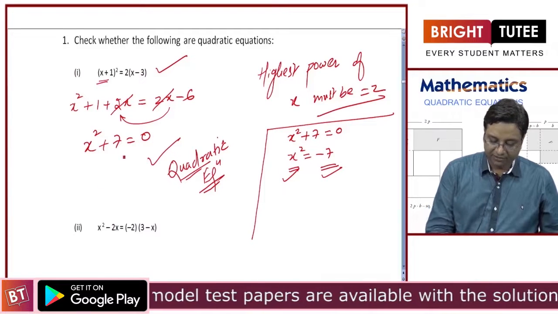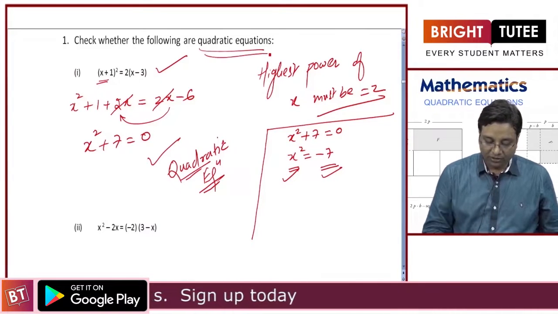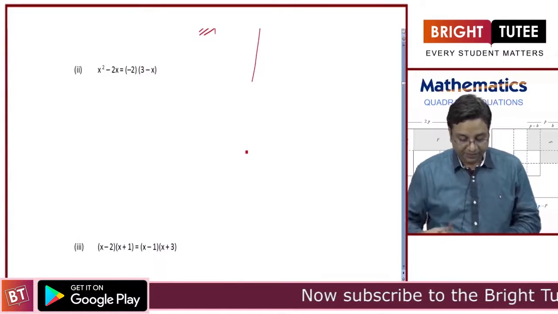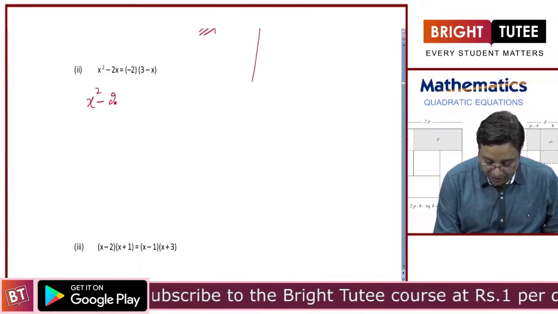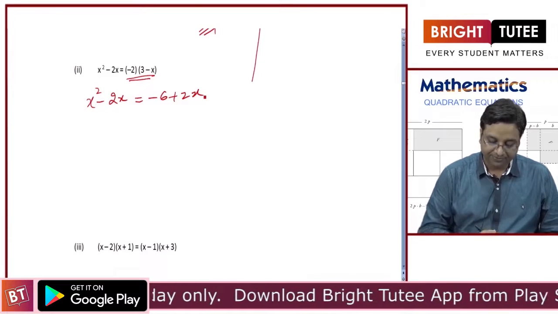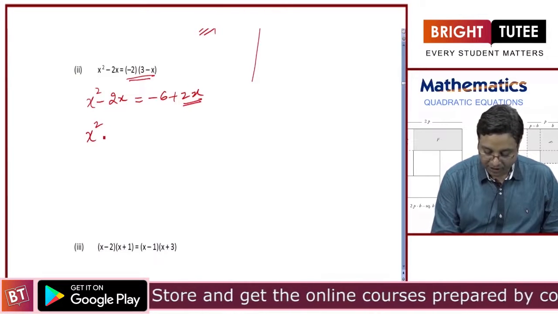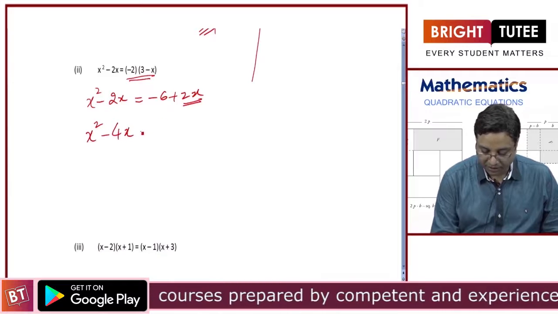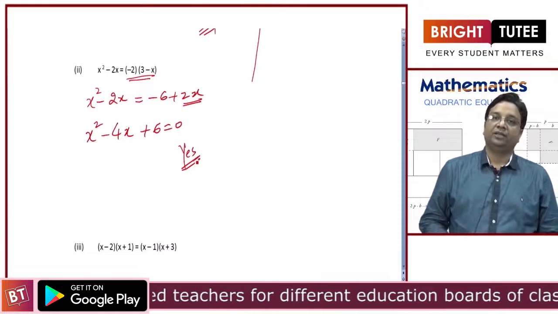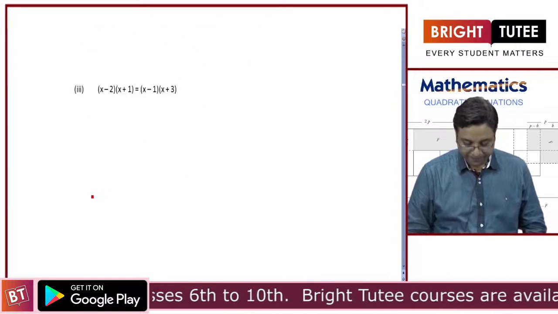So it is a different thing. We are not talking about the roots or solutions at this stage. We just had to look whether it was a quadratic equation or not. So it is a quadratic equation, right? Let's look at the next one here. The next one says x square minus 2x, and if I solve these two, it will give me minus 6 plus 2x, right? Now bring all the terms to the left hand side. This 2x will become minus 2x, so minus 2x will become minus 4x, plus 6 equal to 0. So yes, it is also a quadratic equation, because the highest power of x is 2 here.